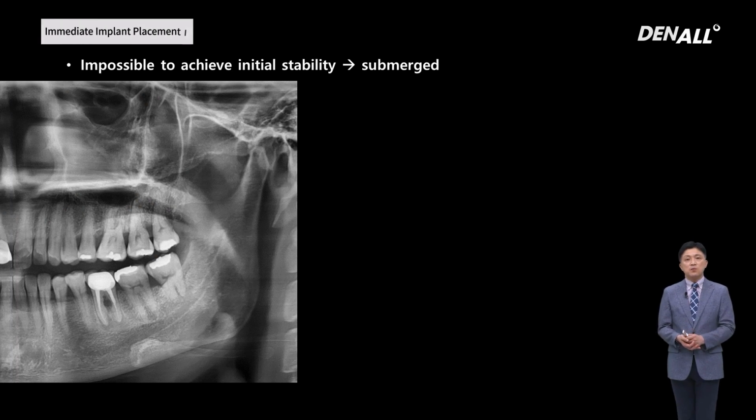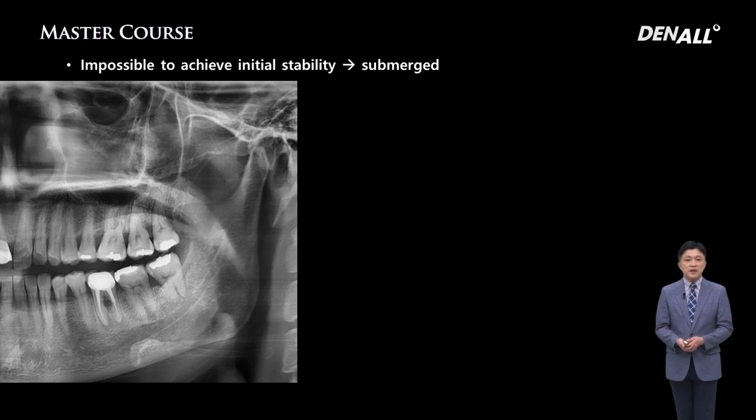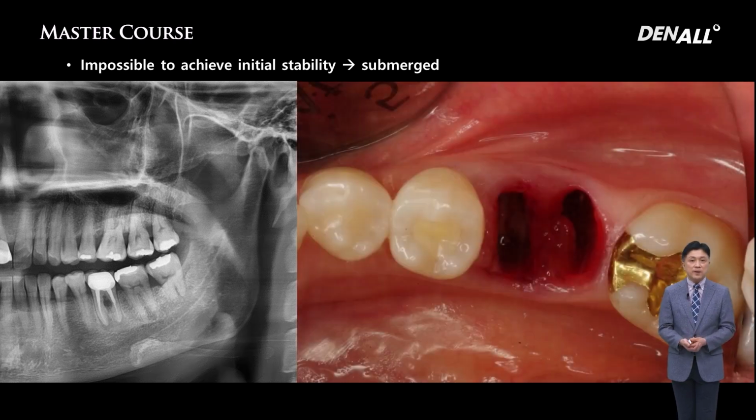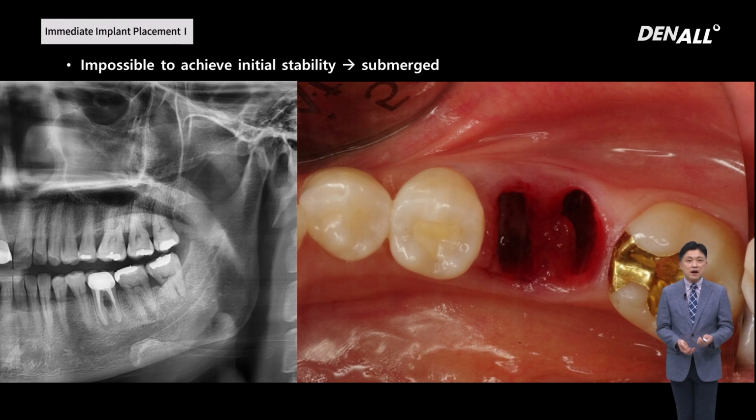What should you do if you cannot get primary stability? In this case, you can submerge it. In this patient, in number 36, furcation and bone loss occurred. Immediate implant placement was decided on the X-ray image. On the inferior area, it doesn't look as if there's a lot of basal bone, and I knew that there was going to be difficulty in getting primary stability.